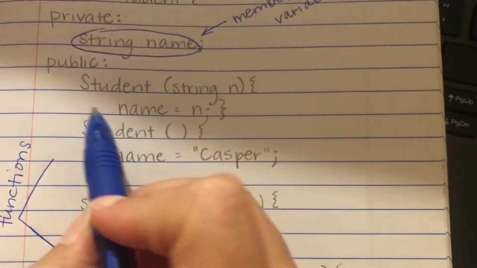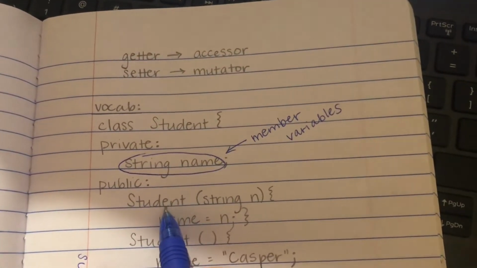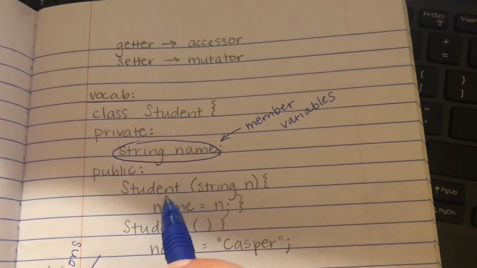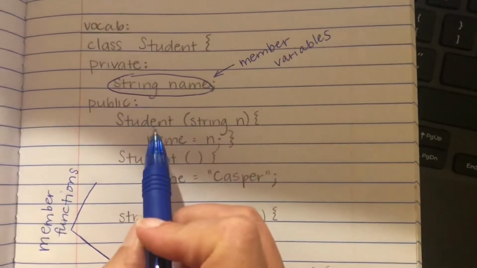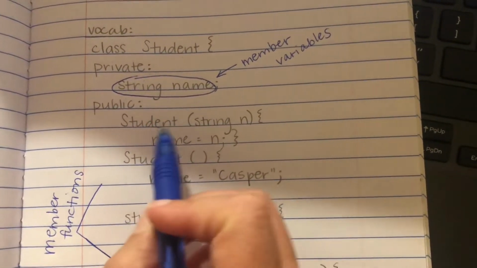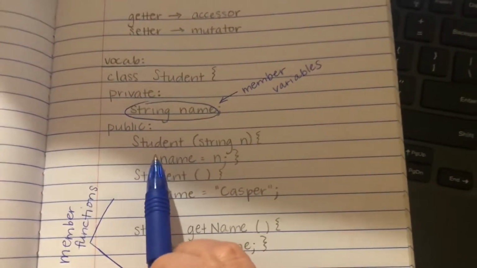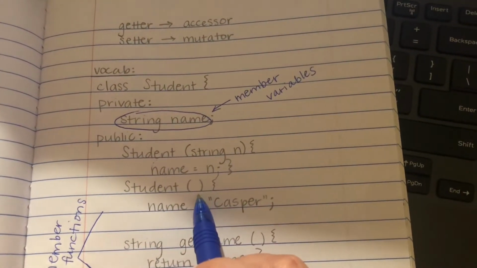Okay, the constructor. This is the constructor. You make a constructor because it has the same name as the class. A constructor has the same name as the class, and it's always public. And the constructor is what actually creates the object. It's how you allocate memory for it. Okay, so it has the same name as the class, and you can have more than one constructor.